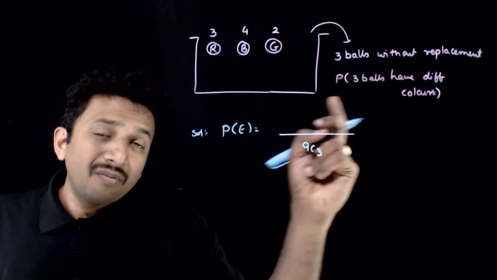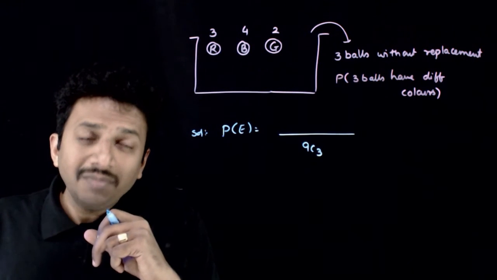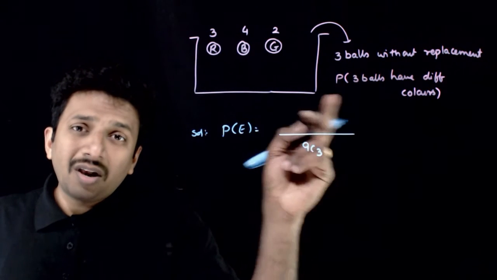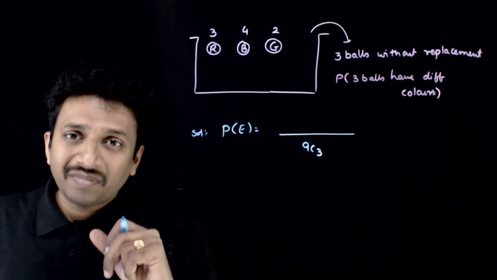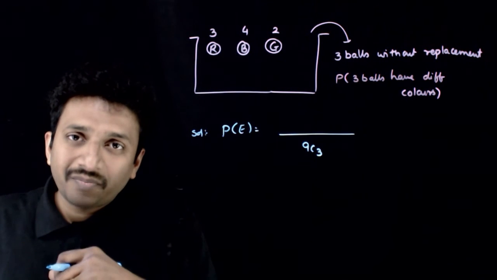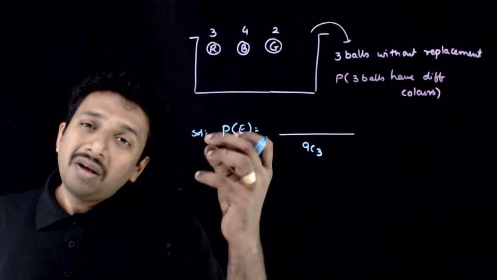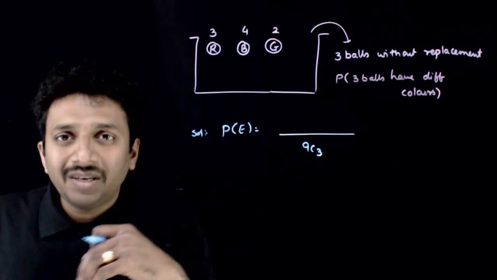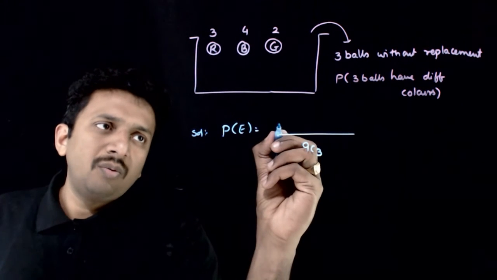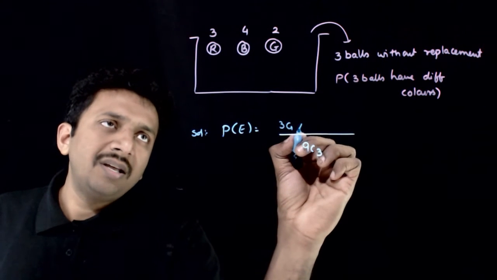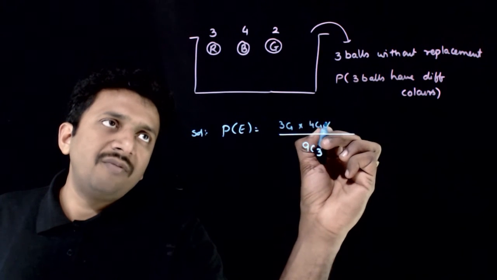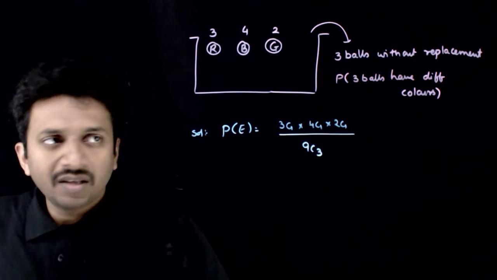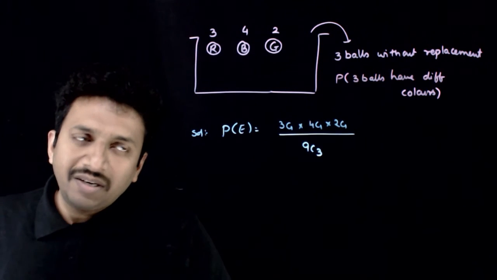Now, if I want the number of favorable outcomes, I need each ball of a single color. 1 ball each of 1 color. That means I need 1 red ball, 1 blue ball, 1 green ball. In how many ways can it be done? So 1 red ball can be selected in 3C1 and 1 blue ball can be selected in 4C1 and 1 green ball in 2C1. So this will be the probability of event E.